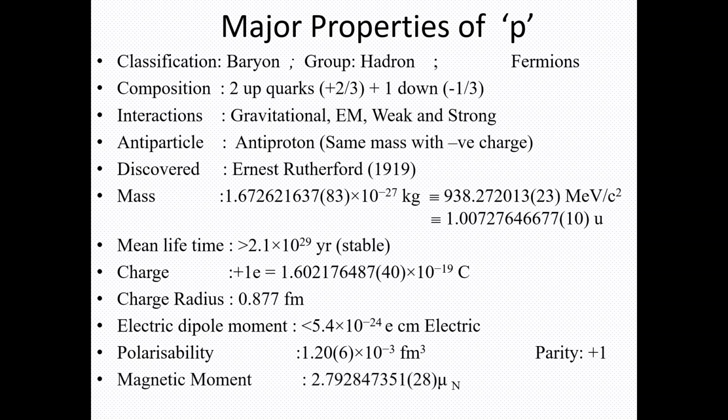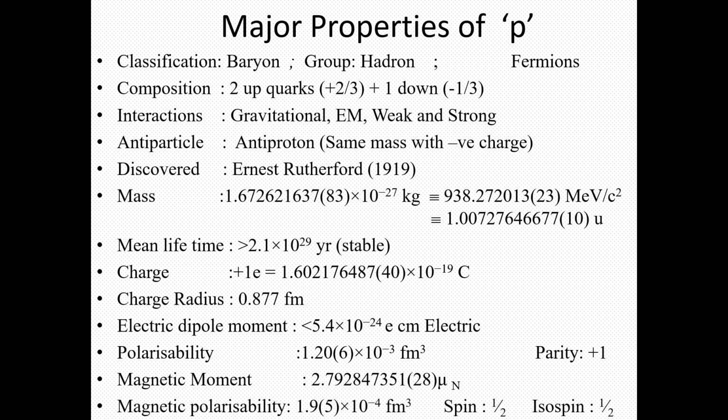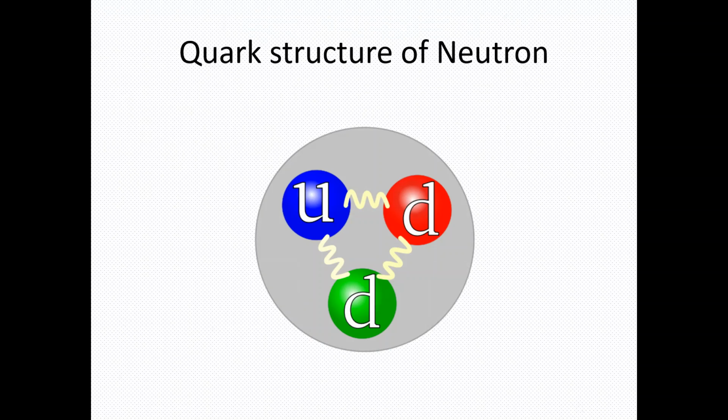The magnetic moment is equal to 2.79284731 nuclear magnetic moment. Magnetic polarizability is equal to 1.9 into 10 raised to power minus 4 femtometer cube. The spin of the proton is equal to 1/2 and isospin is also equal to 1/2. The quark structure of the neutron basically consists of one up quark and two down quarks, which you can see here.